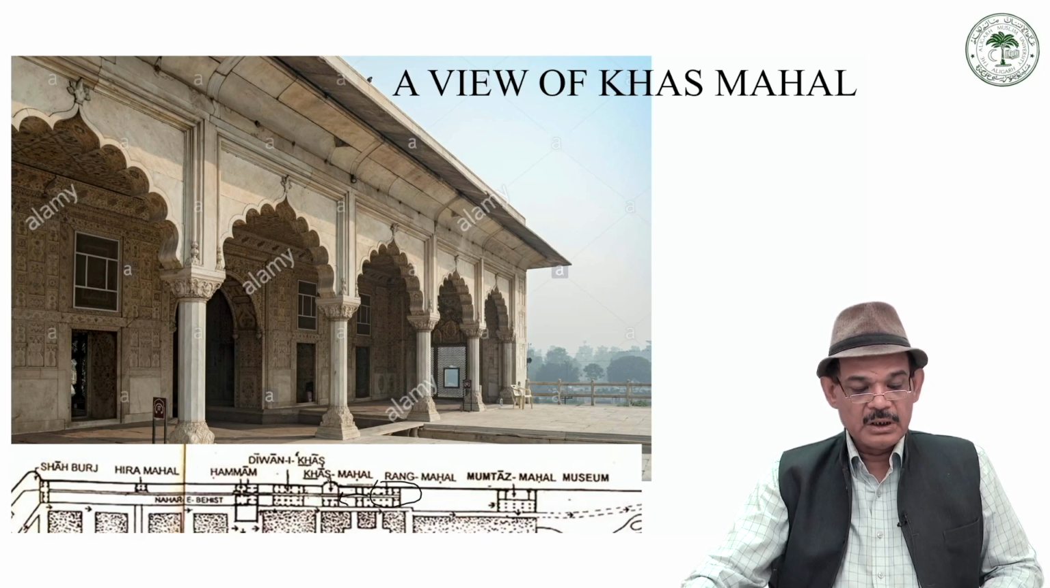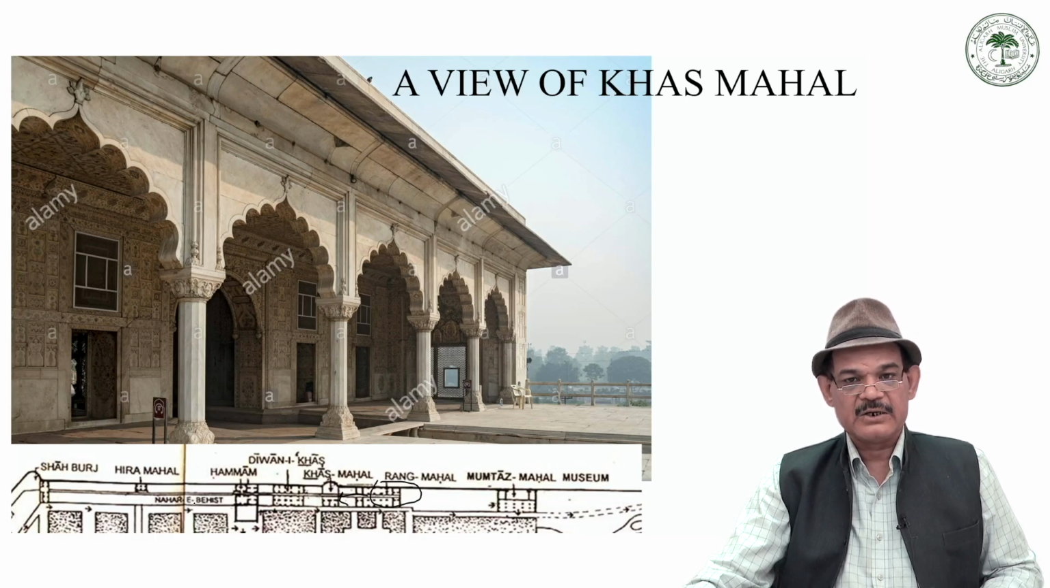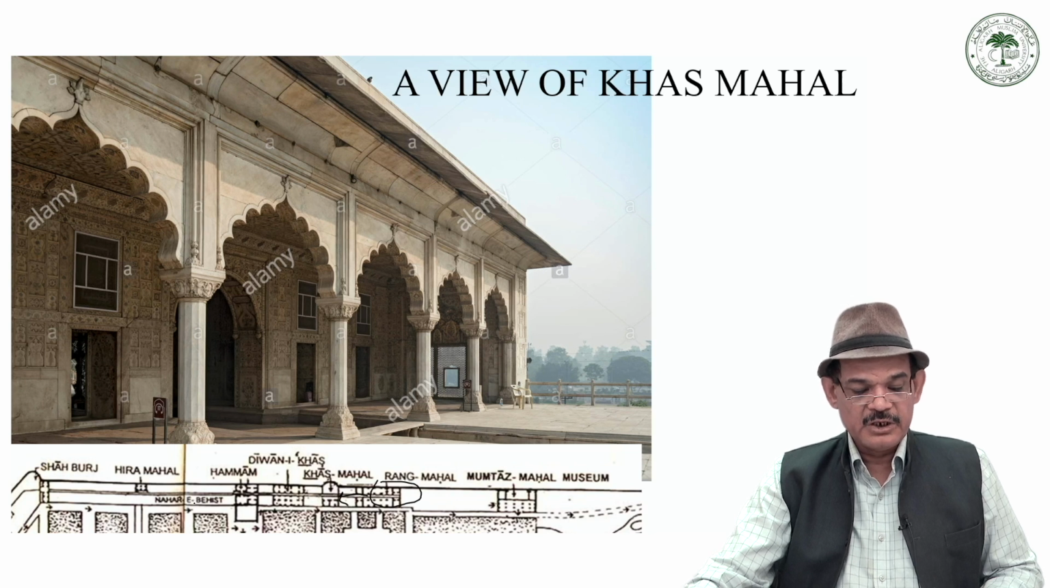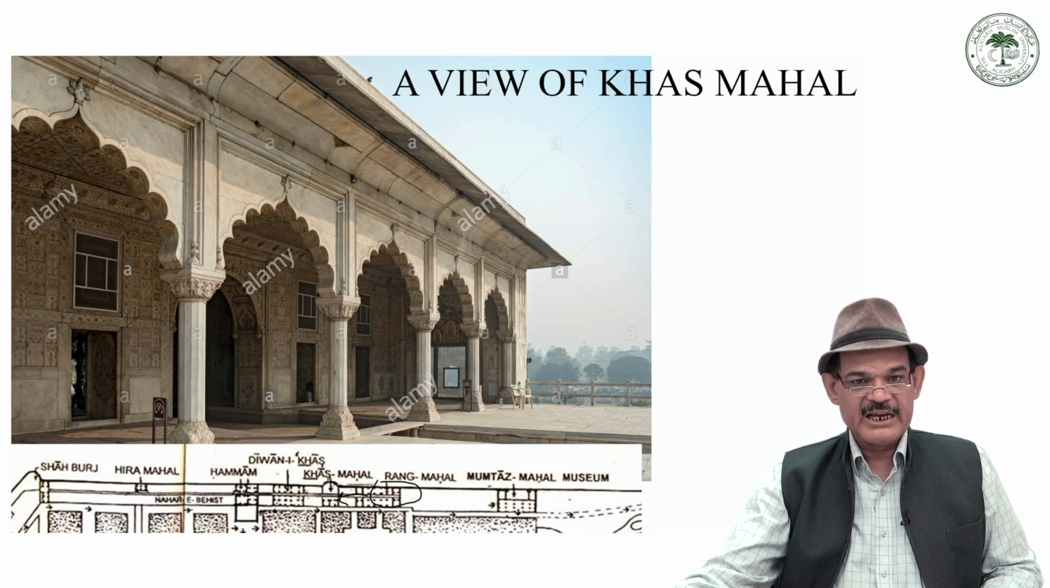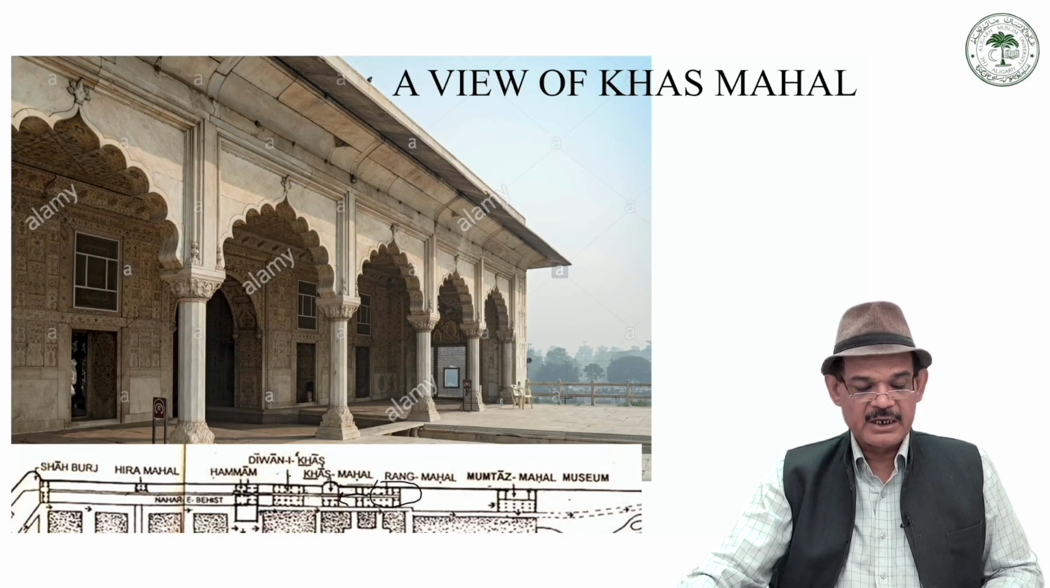And behind the Tashvi Khana, there is another component of Khas Mahal that is known as Khwabga. Khwabga means it is a sleeping chamber of the emperor. Again, it's a combination of three rooms, and these three rooms exist exactly behind the Tashvi Khana, used as a sleeping chamber.